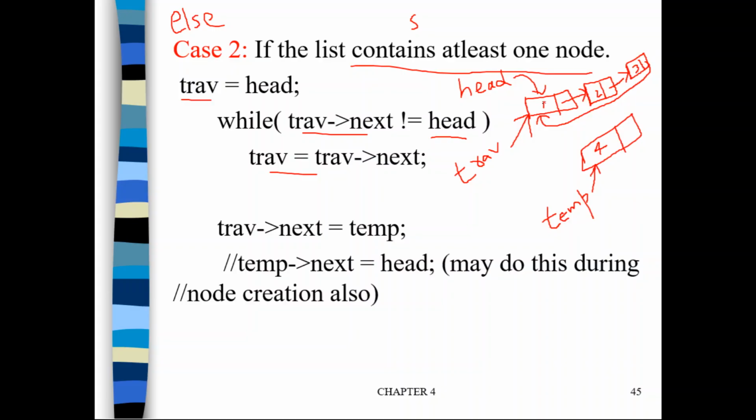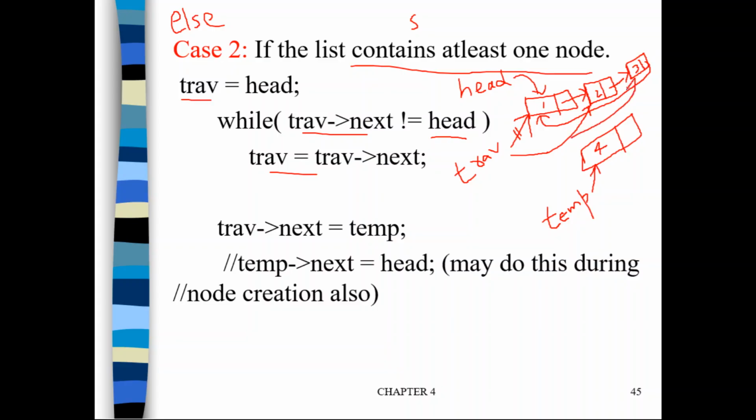Initially traverse is pointing to the first node. Is its next equal to head? No. So traverse will now point here. Again you check, traverse is now pointing to node 2. Is its next head? No, its next is node 3. So again traverse will point to node 3.